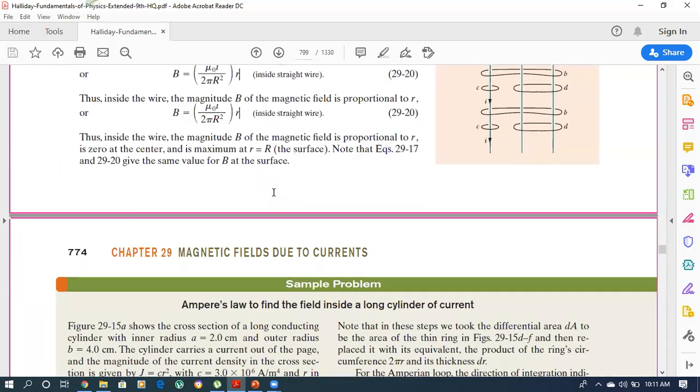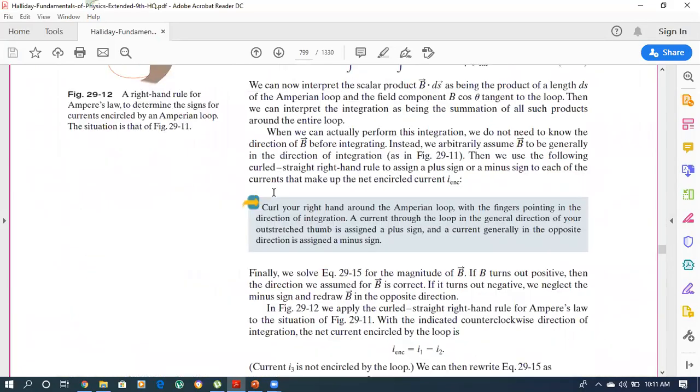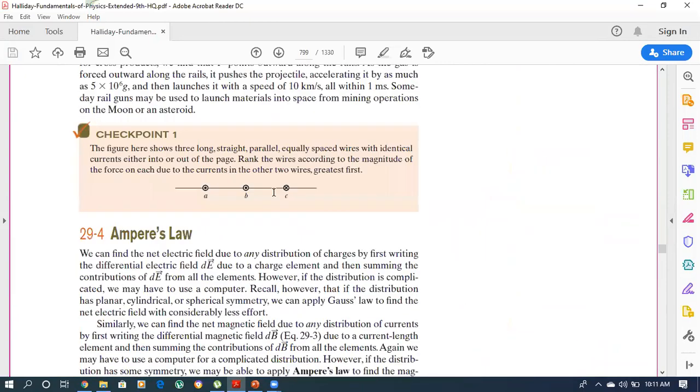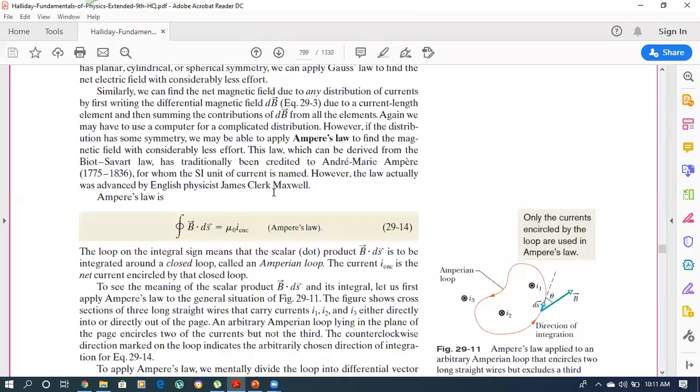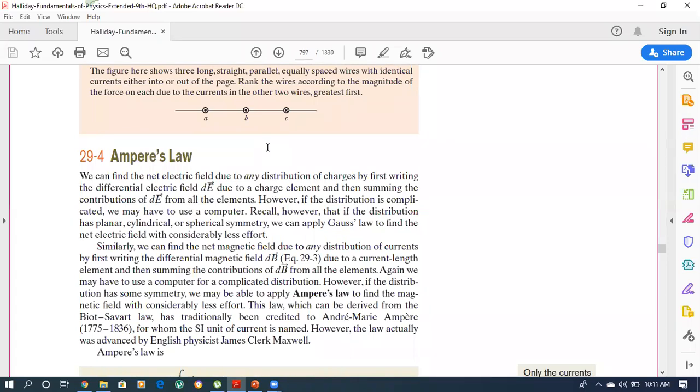Up till now you have studied Biot-Savart's law and Ampere's law and applied them to different situations. Next time we will go further into the details of Ampere's law and try to solve some problems related to it. I will provide you the list of numericals for Biot-Savart's law and Ampere's law in our group chat, and we will try to solve these numerical problems.